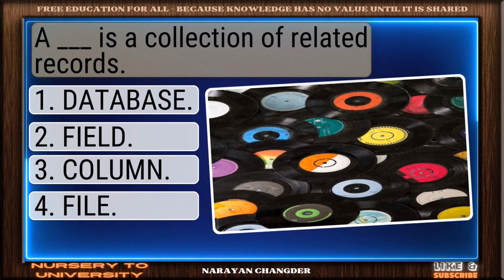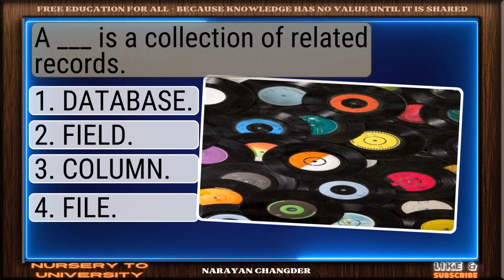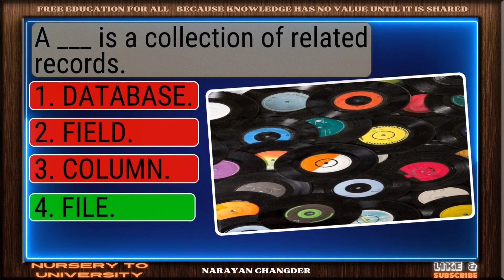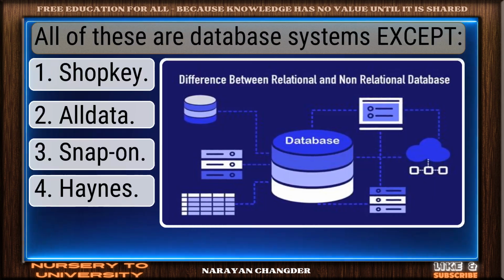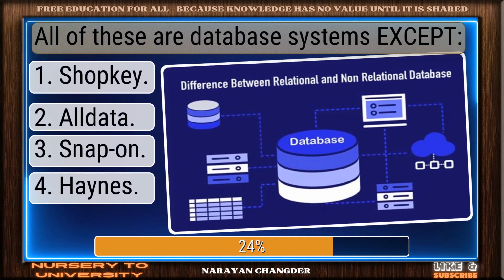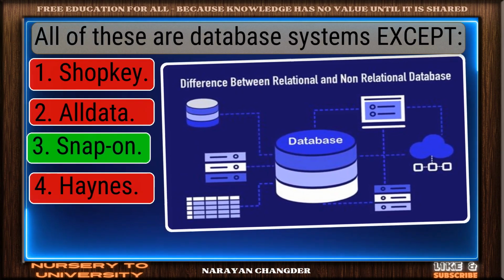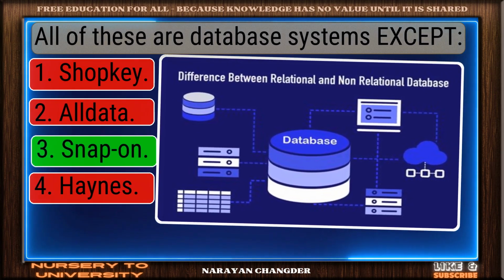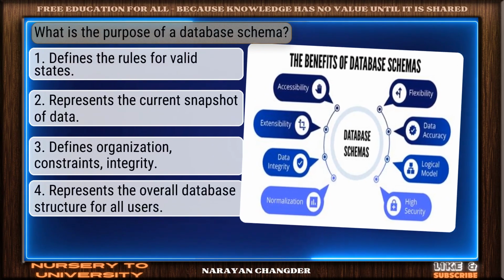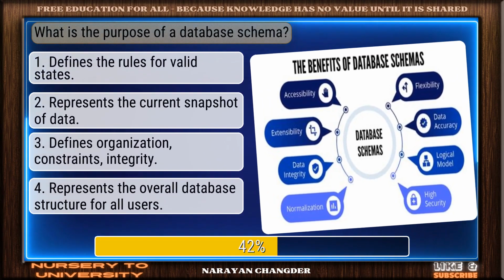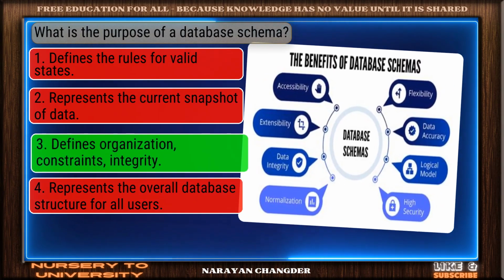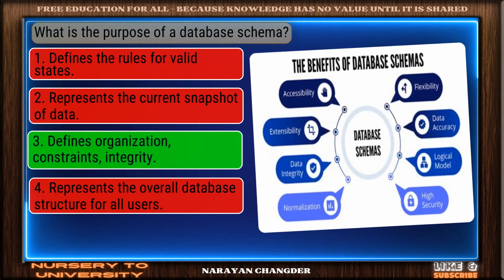Question number 63. A dash is a collection of related records. Solid response. File is a valid choice. Question number 64. All of these are database systems except. Strong choice. Snap-on is the right answer. Question number 65. What is the purpose of a database schema? Sharp thinking. Defines organization, constraints, integrity is the right choice.